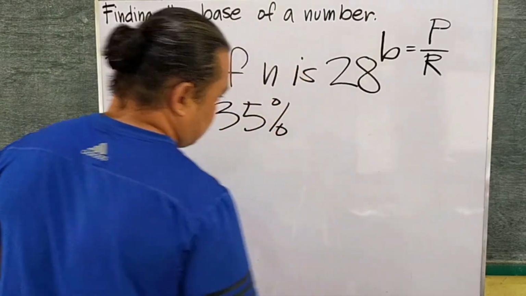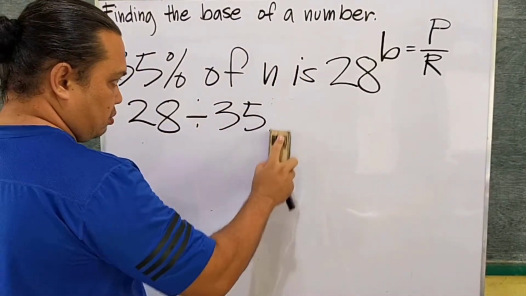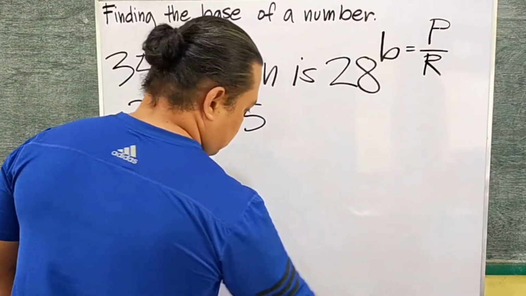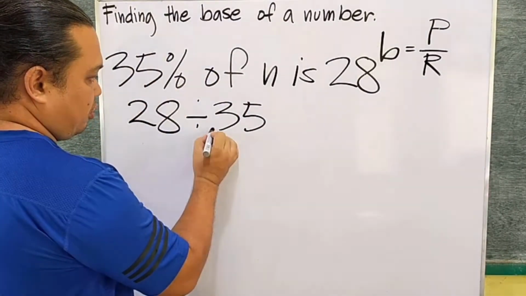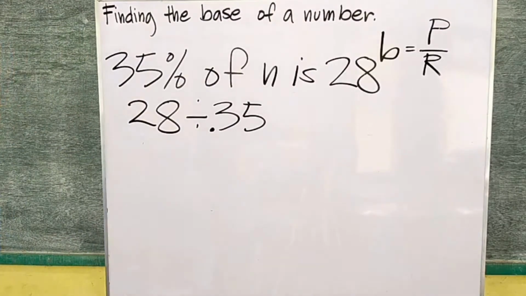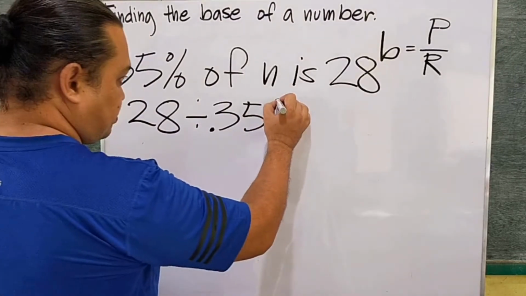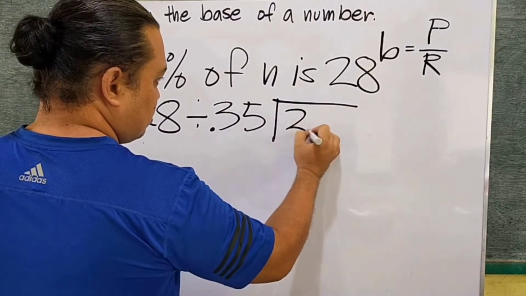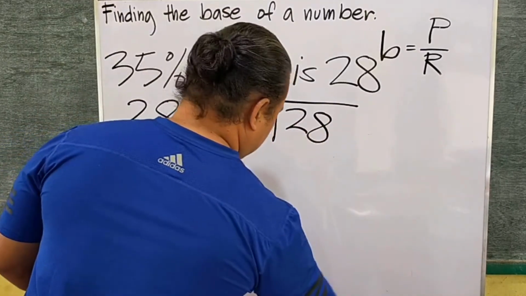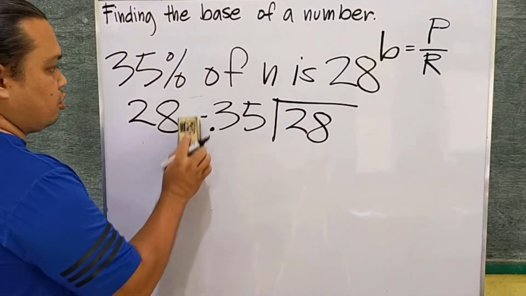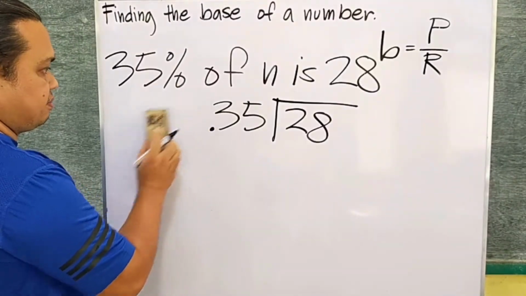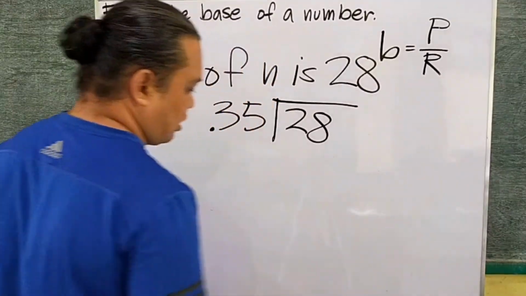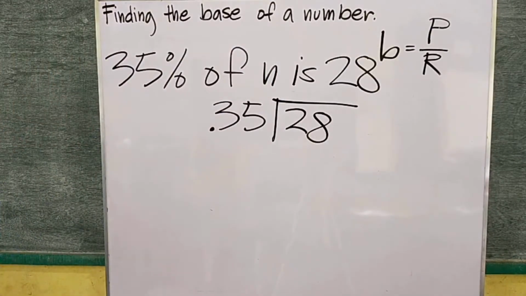And to do that, change the percent into a decimal number. 2 steps to the left, 1, 2. Our decimal point will be here. So we have 58 divided by 0.35. Dividing a decimal number, the same.